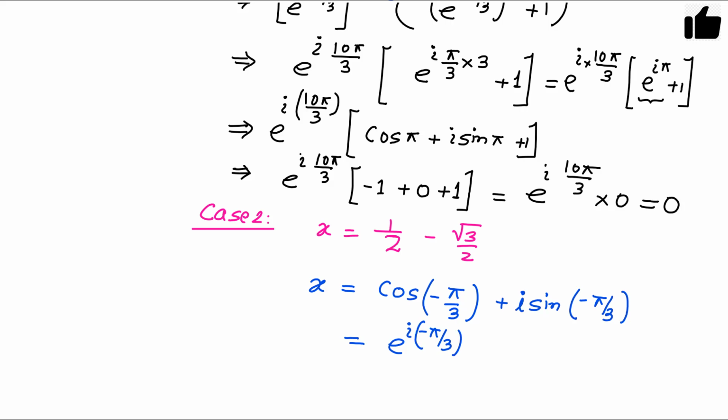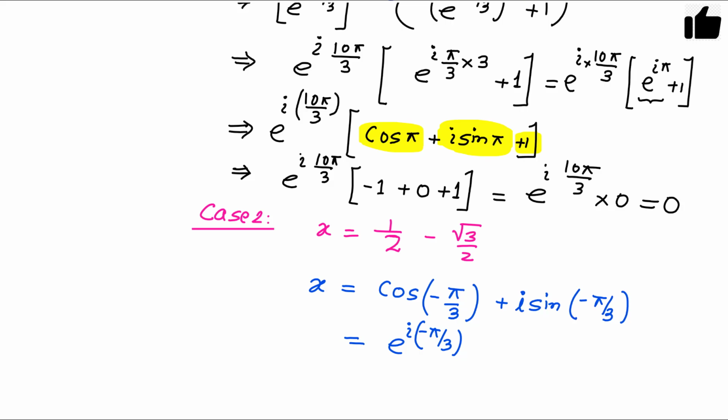Now this is the same as the previous step. Everything will remain the same. In the last you will have only one change. You will have here cos of minus pi, here you will have i sine minus pi, and 1 is as it is. But cos of minus pi is cos pi, so this is minus 1 again, and sine of minus pi is 0. So this term is again going to be 0.